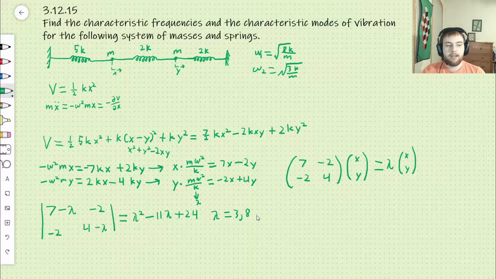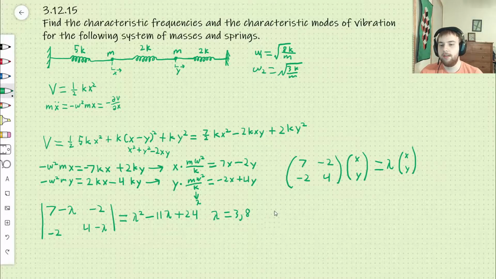Now this is great, but we still need a little bit more. We need to figure out the characteristic modes of vibration. We have our lambda now, but we need to figure out what x's and y's will actually make this equation hold true.